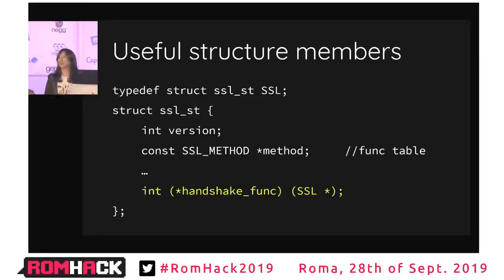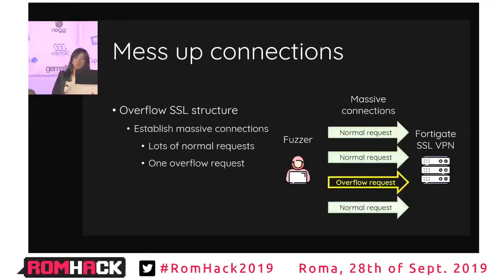But we found one even better. It's a function pointer called handshake function. With this, the exploit can be much easier. We don't need a whole function table anymore. We only need a function address. We cannot arrange the heap in a single connection, but we can mess up connections and spray the heap, the SSL structures. In this way, we can overflow the SSL structures easily.